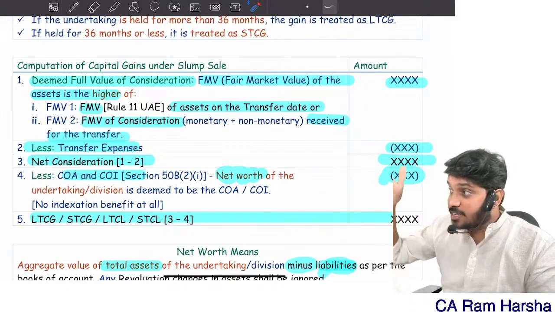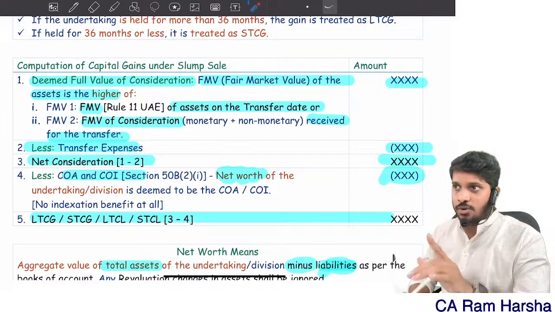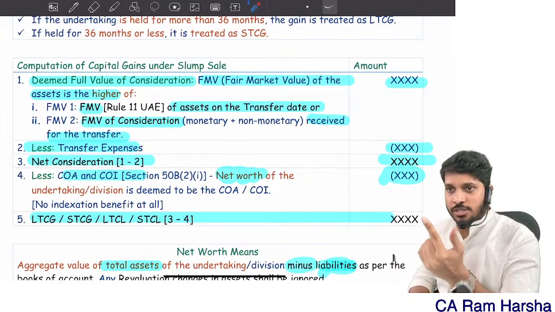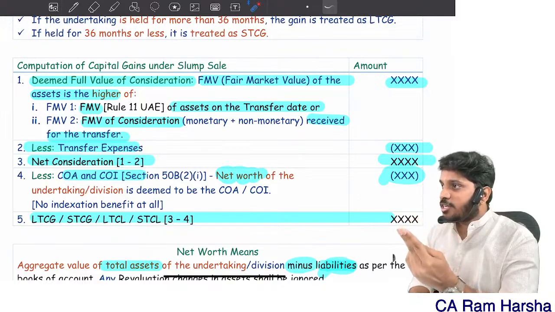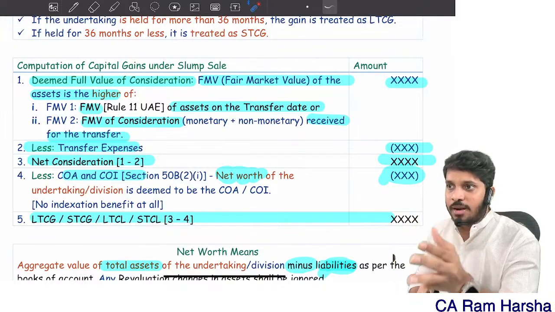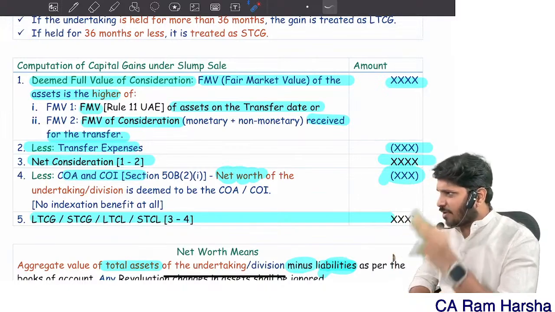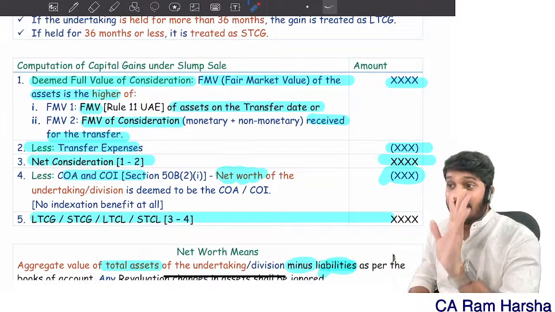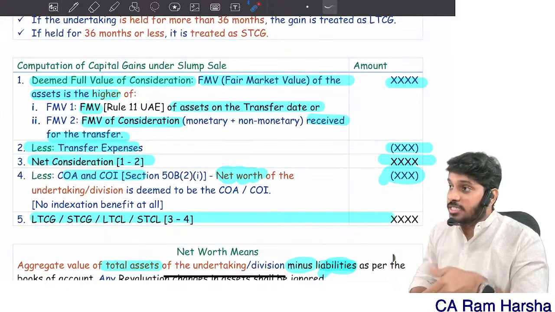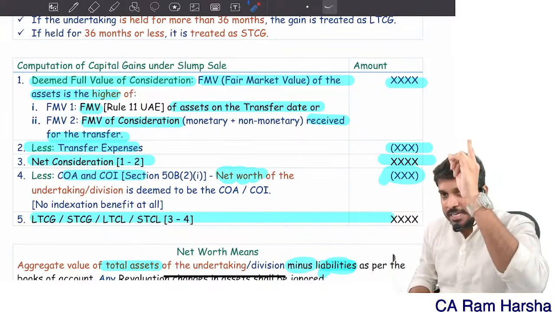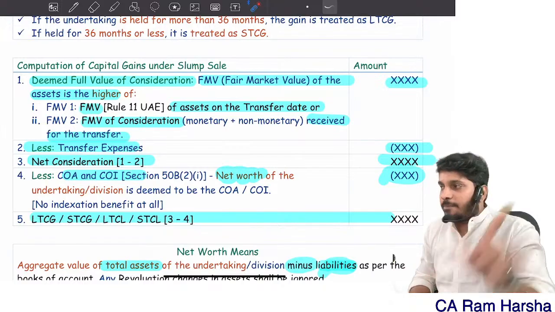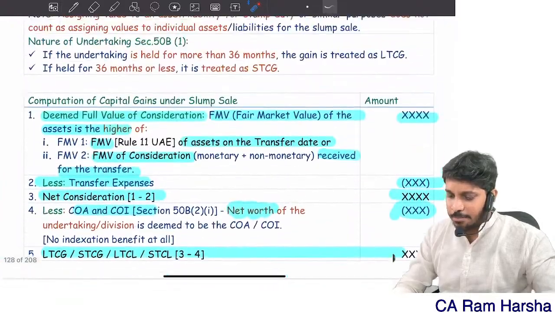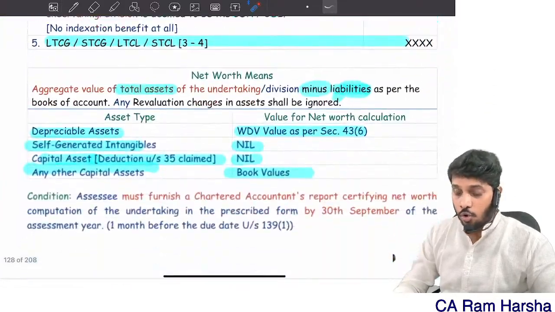So in 50B, no change has happened. Right now, on or after 23rd July, for listed securities, units of equity oriented mutual funds, units of Unit Trust of India, zero coupon bonds, it is 12 months. Any other capital asset, 24 months, if the transfer is on or after 23rd July. However, that 24 months logic will not apply to slump sale. For slump sale, 36 months is the only criterion applicable. Clear? All of you? That's it. Slump sale is over.